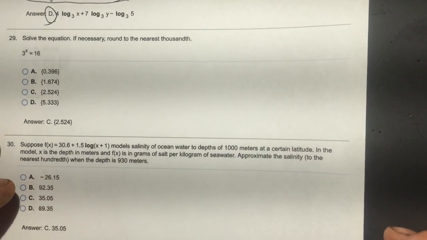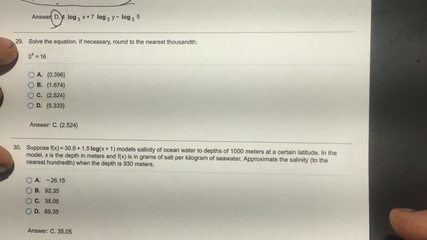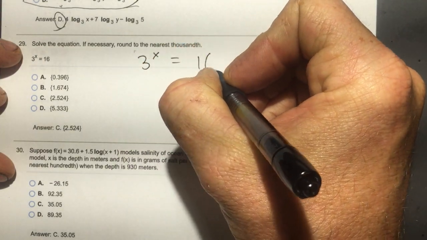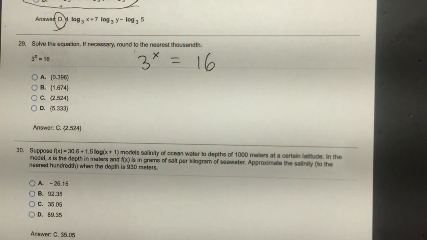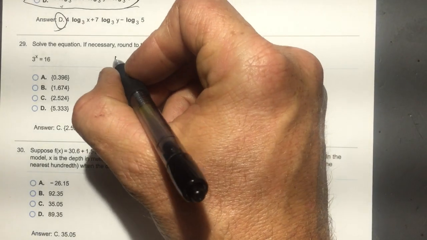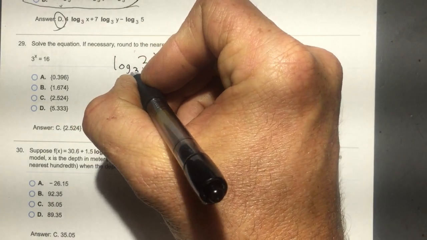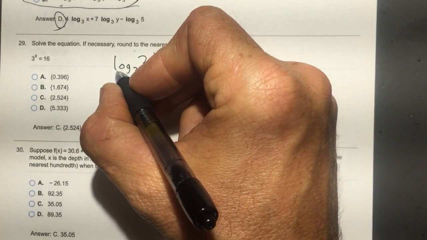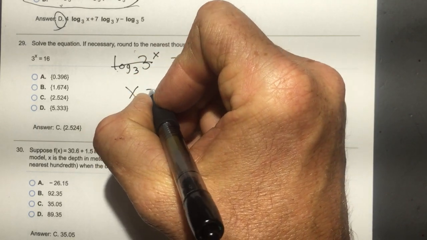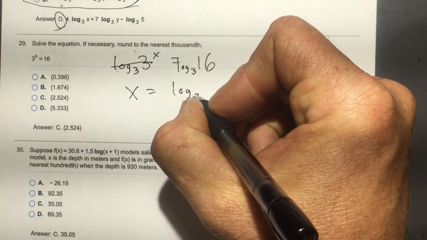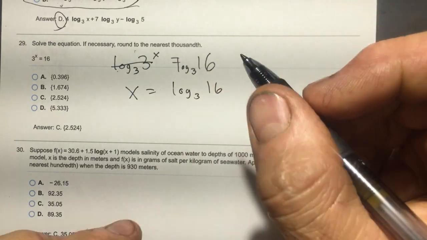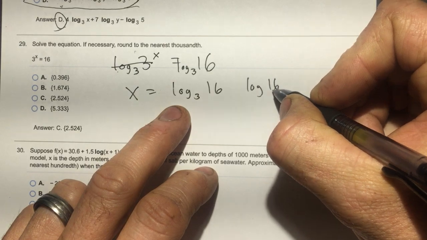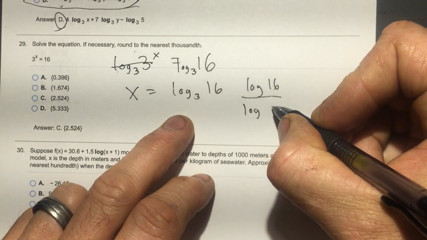Okay. Now solve this exponent equation. All right, so I have 3 to the x power equals 16. To solve an exponent, I'm going to do a log. So I'm going to do log base 3 of both sides. Okay, log base 3 of 3 will cancel, so x equals log base 3 of 16. All right, so I'm going to punch that in. Now remember, to punch this in, I'm going to do log of 16 divided by log of 3.